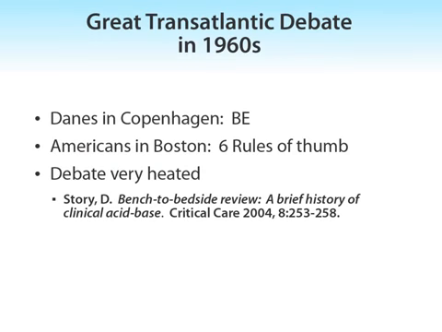The 1960s saw heated debate between prominent scientists in Copenhagen and Boston. The Americans advocated using 6 rules of thumb, while the Danes promoted an approach using the base excess. The debate became so heated that we feel its effects in 2011.